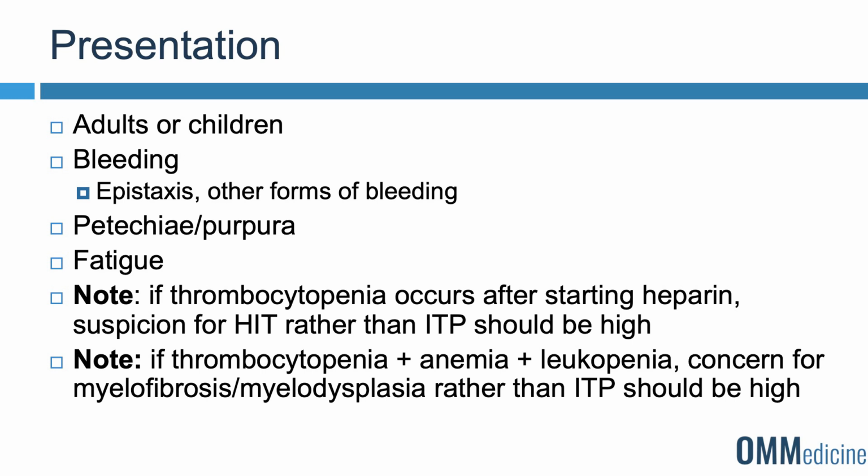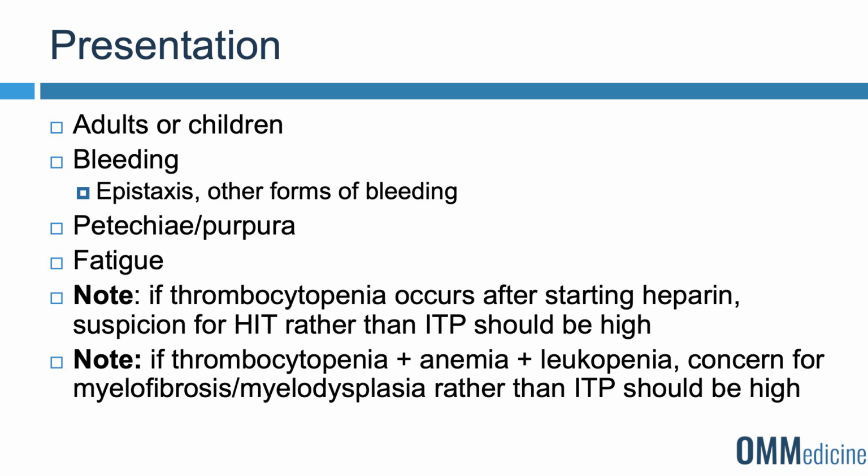And one other clinical pearl I would like to point out is that if you see a patient who has thrombocytopenia and anemia and leukopenia, meaning that they have decreased levels of platelets, white blood cells, and red blood cells, then your concern for myelofibrosis or myelodysplasia should be higher than the concern for ITP, because as we'll talk about in a minute, ITP is typically going to have a normal white blood cell count and a normal red blood cell count. It's only going to be platelets that are affected.